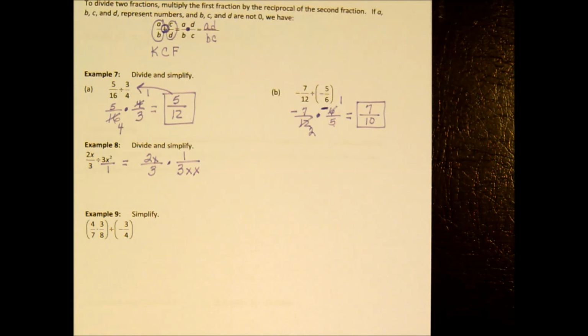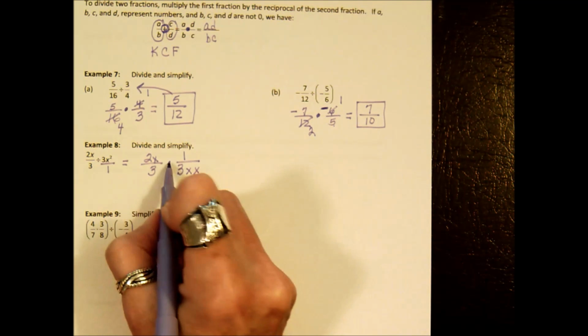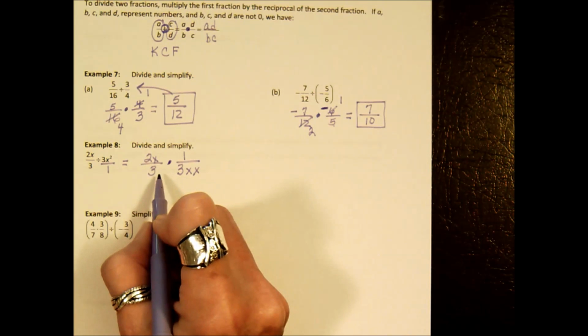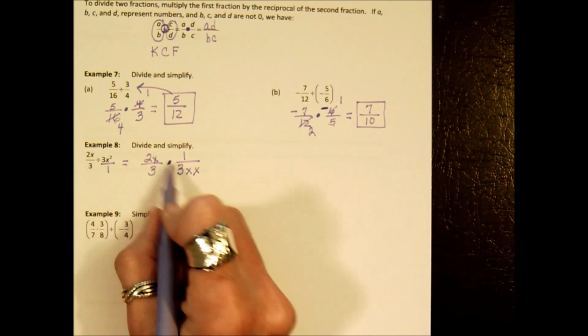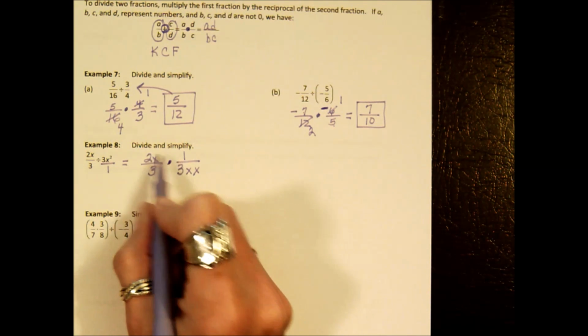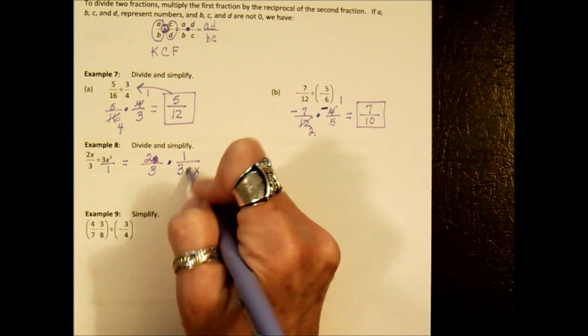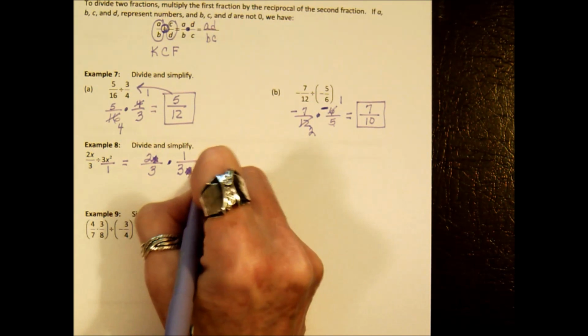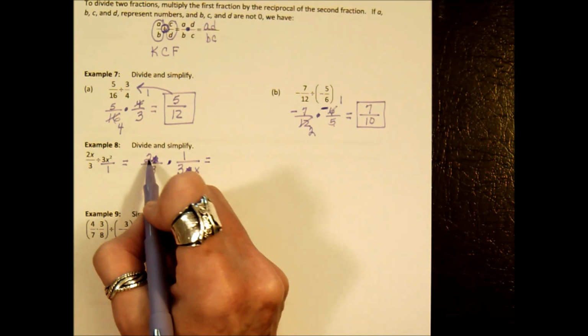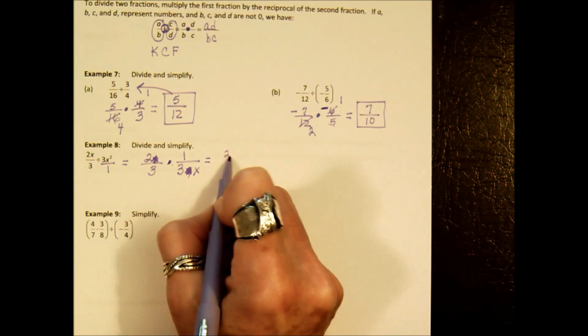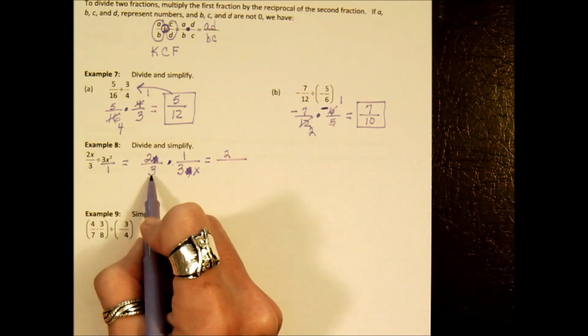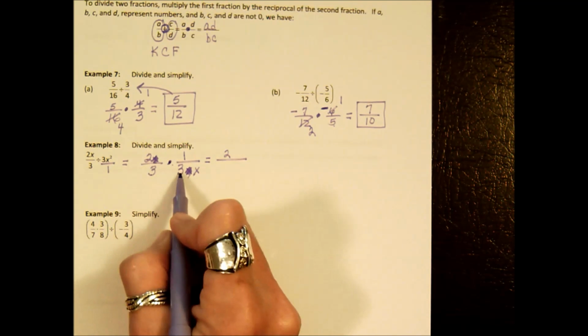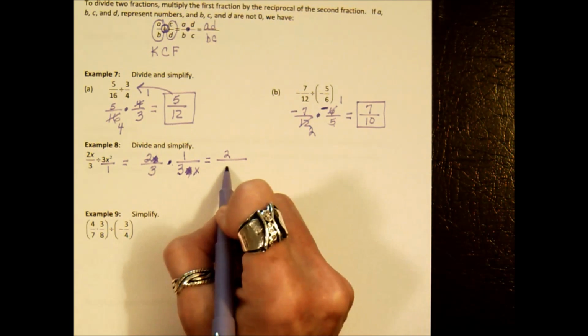Will anything cross cancel? No, you cannot cross cancel those 3's. Cross means one numerator, one denominator. So no numbers will cross cancel, but this x will cross cancel one of those. So be careful. I kind of black them out like that so I can see what's left. What's left in the numerator is 2 times 1. What's left in the denominator is 3 times x, 9x.